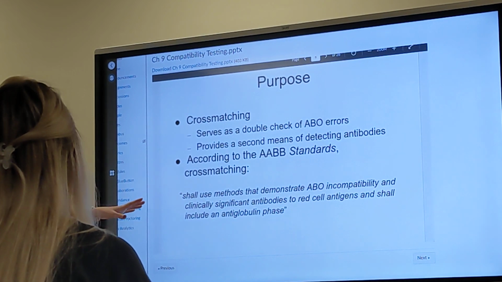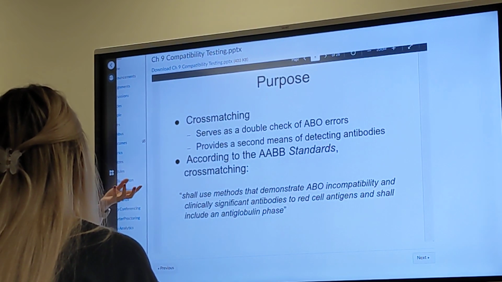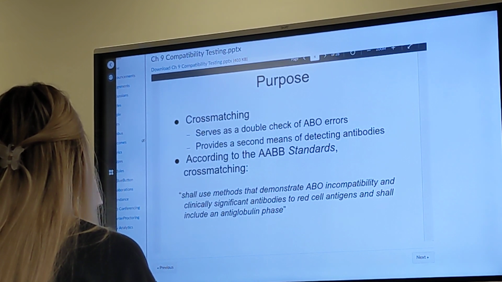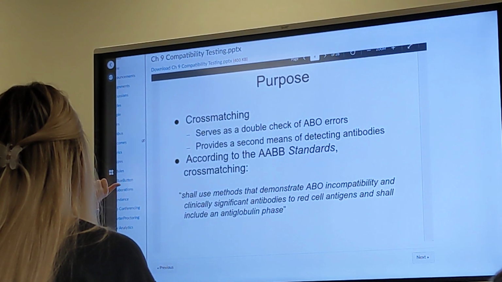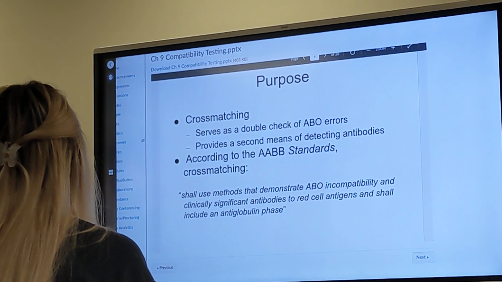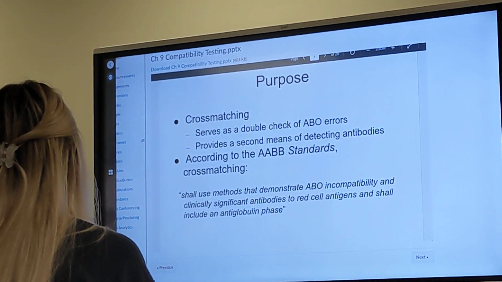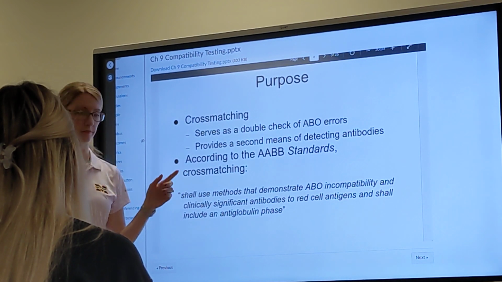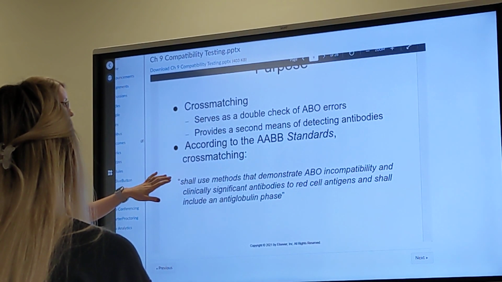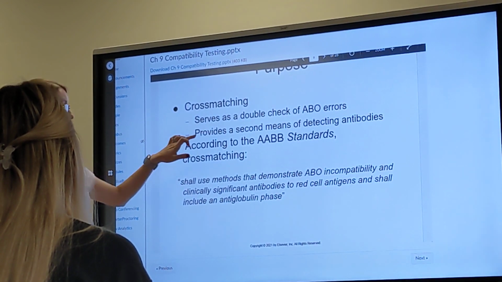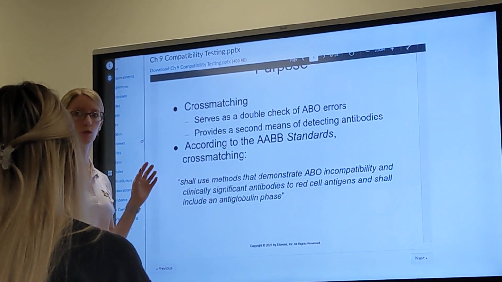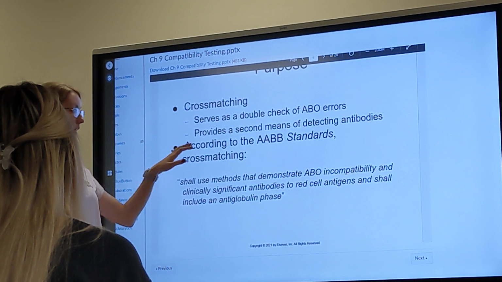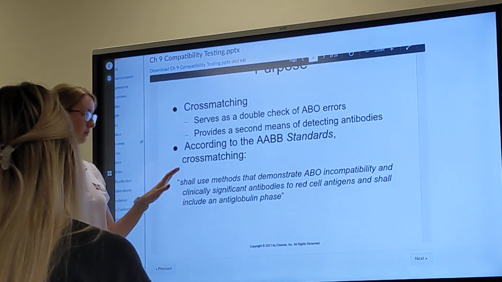So the purpose of the immediate spin cross-match is just to look for ABO errors. Remember, you're not going to see clinically significant antibodies at immediate spin. They're IgG, you have to incubate them and go through AHG. So immediate spin is just looking for, is it the wrong blood type? The full cross-match, or the extended cross-match, or there are several different names for it, is how you look for antibodies.